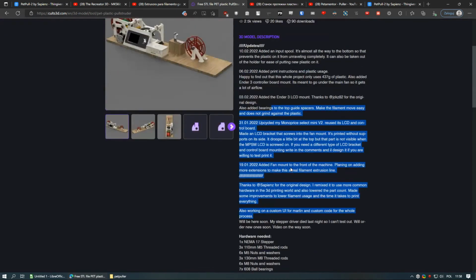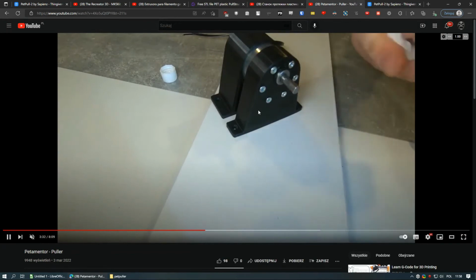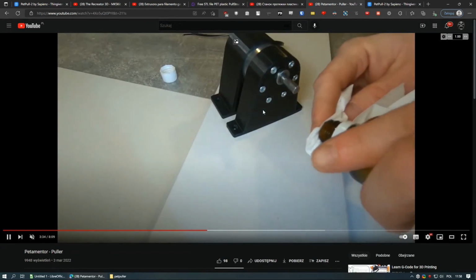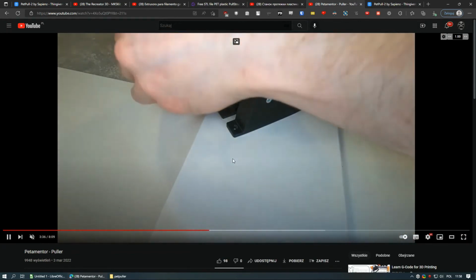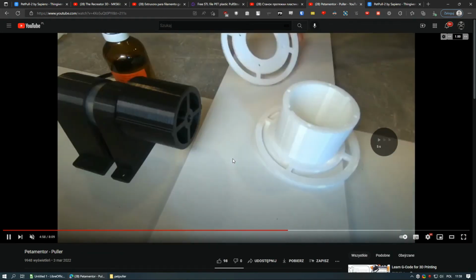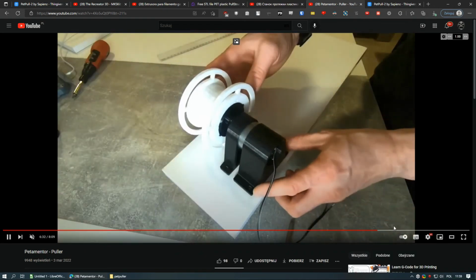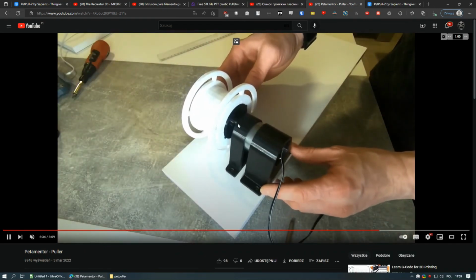There is also a Petamentor which uses a DC motor, but it does not have any gearbox and a spool is glued to the motor shaft. Also it does not have any counter support on the other side, so the entire pulling force is on the motor shaft. While it may work, I'm pretty sure it will not hold for too long.